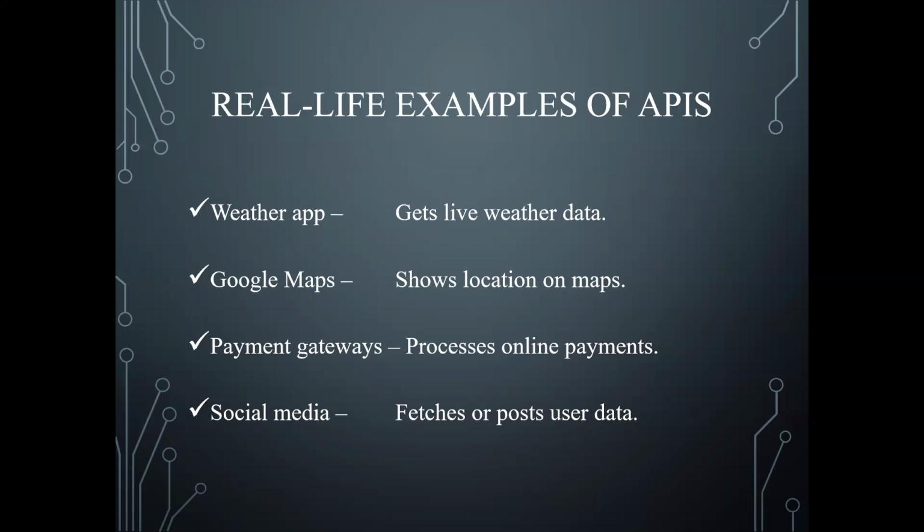So, real-time examples of APIs. In a weather app, we can get the live weather data. You can make use of Google Maps, which shows the location on a map. Then payment gateway is another example of APIs that can process online payments. Then social media, where we can search or post user data.